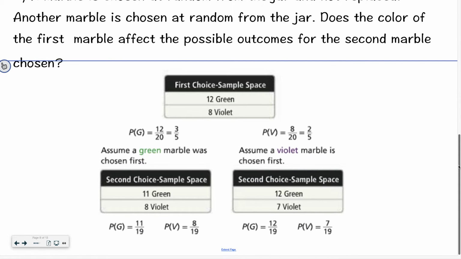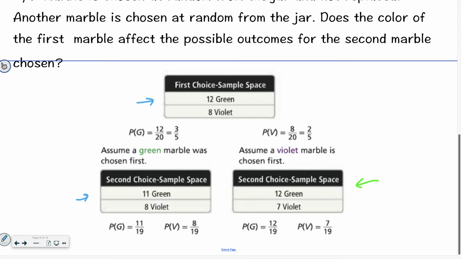Okay, so that first example where we replaced it, those were two completely independent events. The first draw did not impact the second draw. Now the second round, we don't replace that marble. So that changes what the second person gets to pull from. No matter what, the first person has 12 green and 8 violet. But let's say that a green marble was chosen first. Then the second pull only has 11 green and 8 violet to choose from. Or if they pulled a purple, we have 12 green and only 7 violet. So that totally changes the probability. So that is called a dependent event.